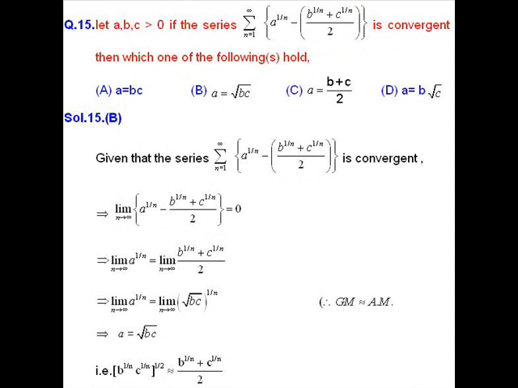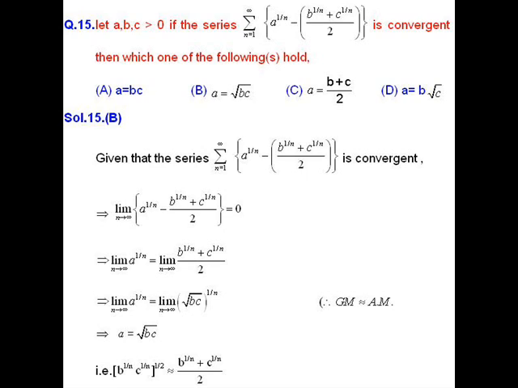Solution of question number 15. In this question we have a series, and the given series is convergent, and the nth term of this series is (a to the power 1 by n minus (b to the power 1 by n plus c to the power 1 by n) divided by 2), where a, b, c are positive real numbers.